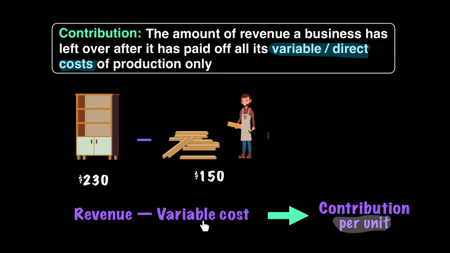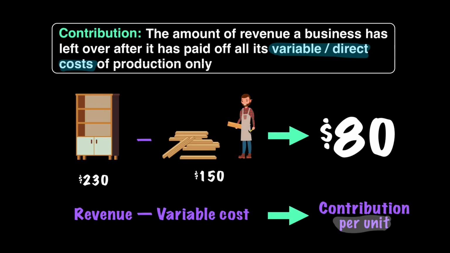Now, if we have our formula, we have the amount of revenue that we're making from this product. We have the variable cost in the form of 150. If I simply subtract this, I should get the contribution per unit for this product, which will come to $80. So $80 is the contribution that you would have earned from selling this unit of cupboard for this price, which cost you in terms of your variable cost only $150.